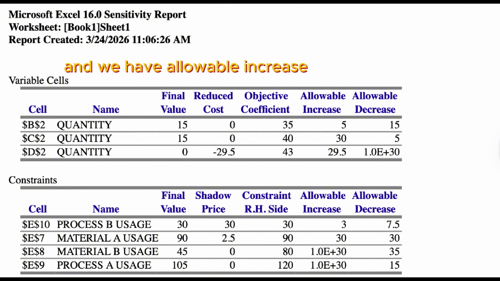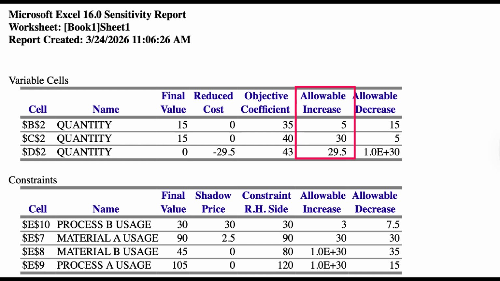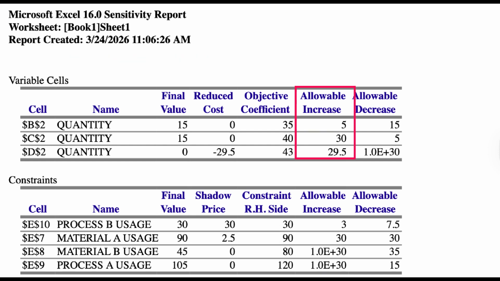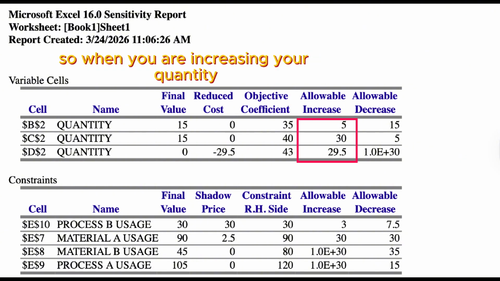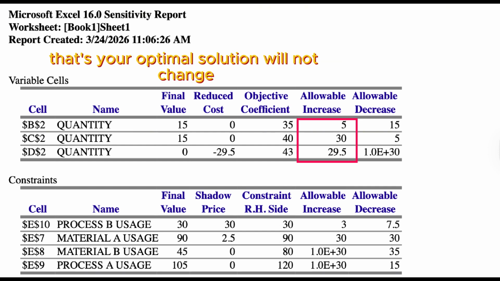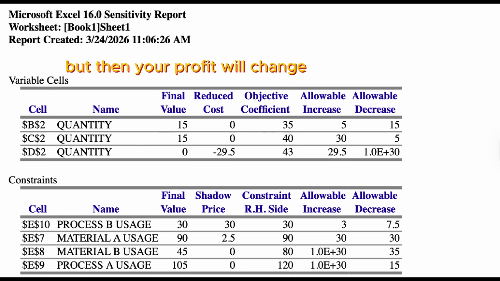And we have allowable increase. This allowable increase simply talks about how much you can increase a coefficient if you want to increase your profit, and it should be within this range. When you are increasing within this range, your final value, that's your optimal solution, will not change, but your profit will change.